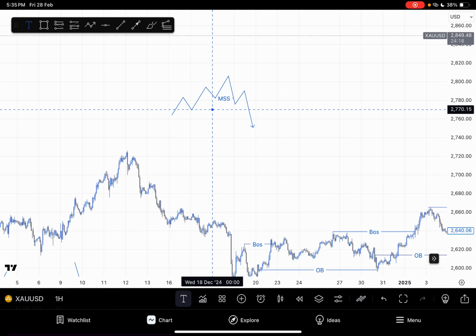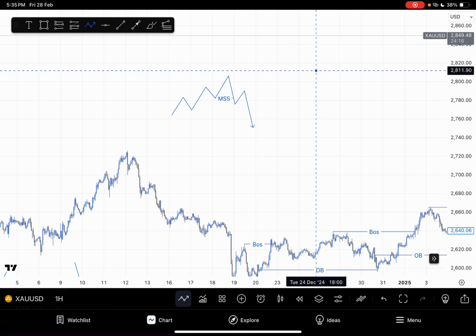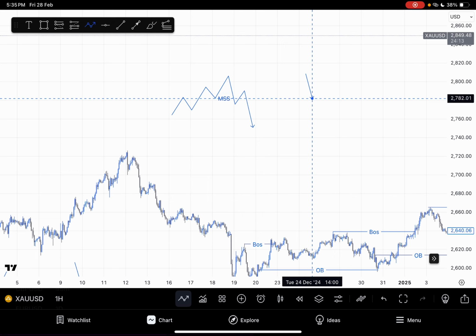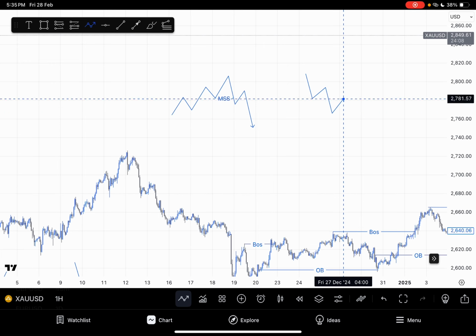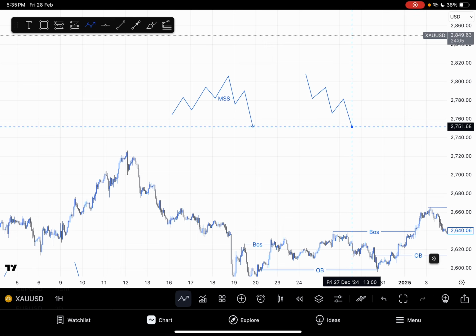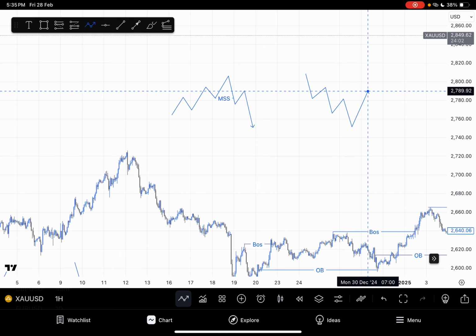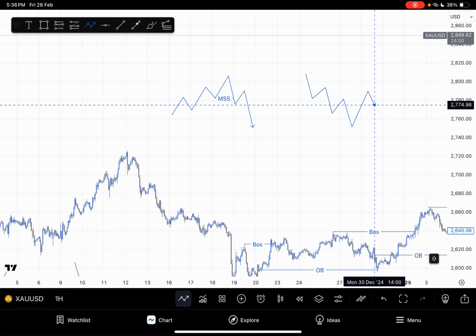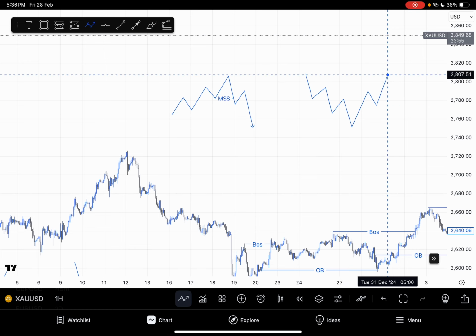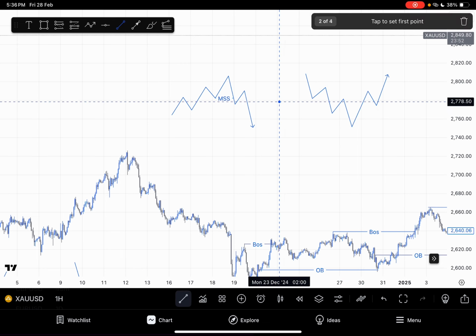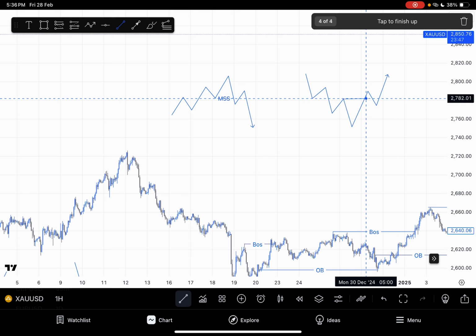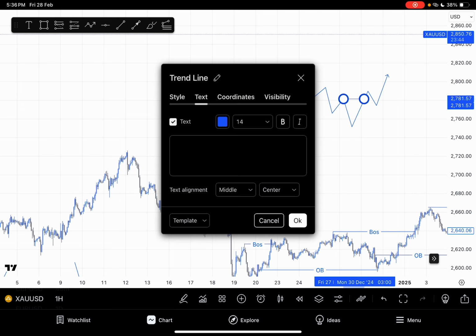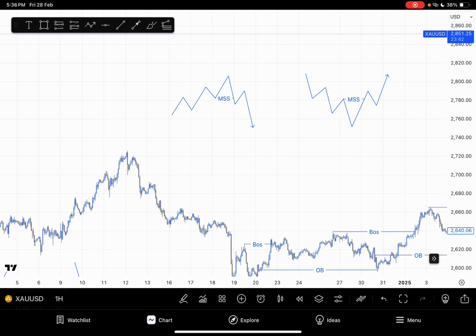Then also, if price is moving in a downtrend, then suddenly you see price break above the previous high, that's automatically turned into a market structure shift, meaning the downtrend is no longer valid anymore. You see price creating break of structures to the upside. So now this region where price broke above the previous high, this is the market structure shift.